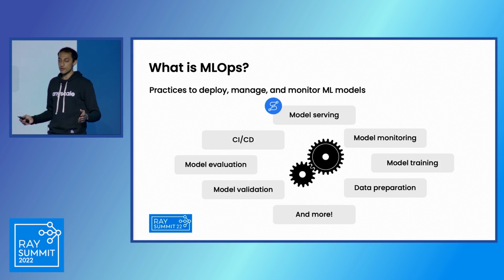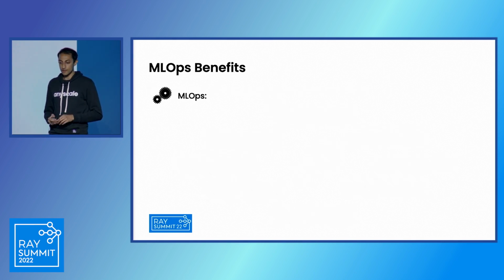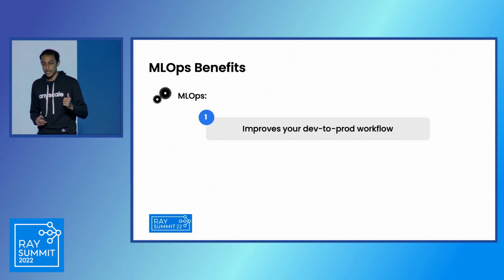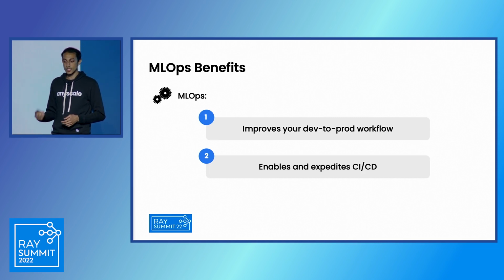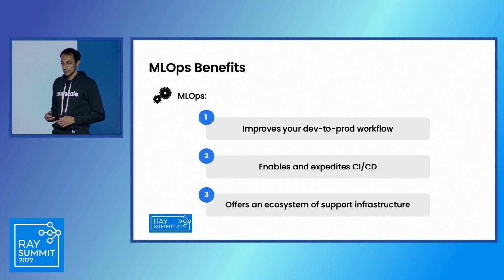These provide lots of different benefits, but there's three of them that I want to highlight for this talk. First is that MLOps really helps improve your dev-to-prod workflow because it makes it really easy for you to develop your application locally and then deploy it to production. It enables and expedites your CI/CD pipelines, so you can iterate quickly and update your application to best serve your users. And in addition to all of this, there's a whole ecosystem of support infrastructure that you can pick and choose from to tailor your MLOps infrastructure to best suit your application.